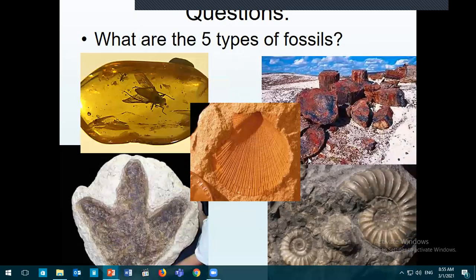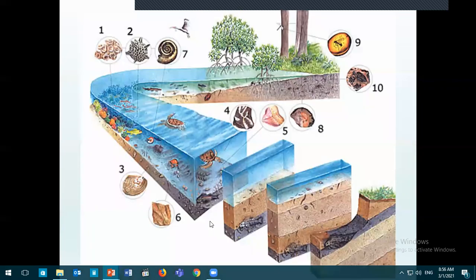Okay. So what are the 5 types of fossils, including the different types we learned? Mold and cast. Yes, well done. Trace fossils. Yes. Original fossils. We have the opposite of original fossils, the replaced fossils. Yes, replaced fossils. And last but not least is the petrified wood, like this one, or petrified fossils, or the carbon film in there. Okay.